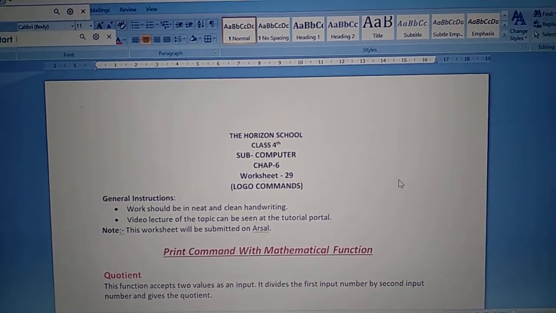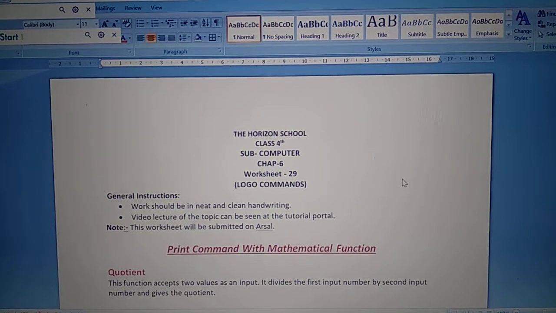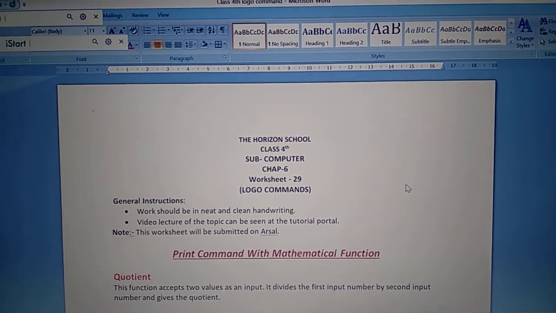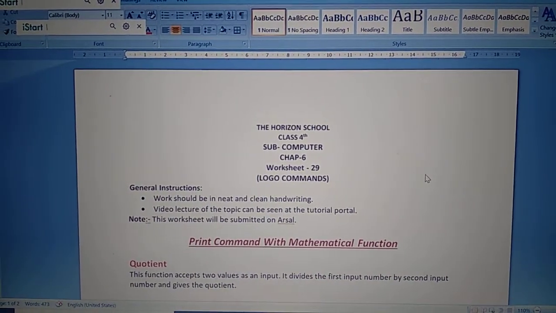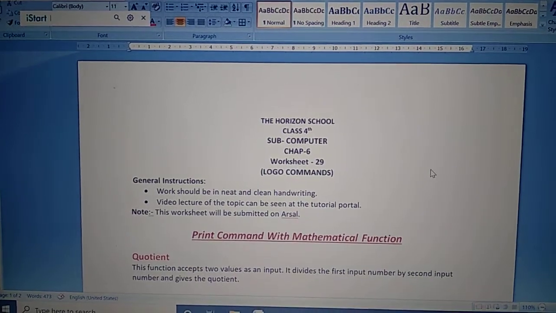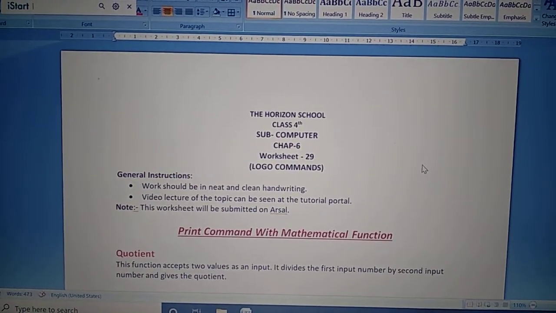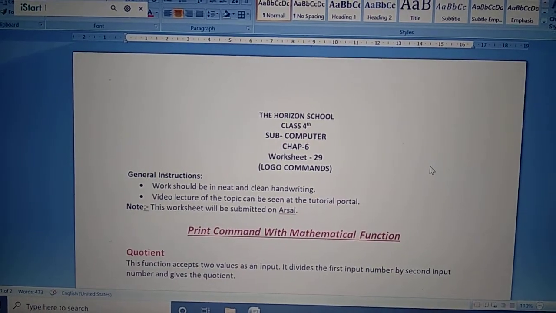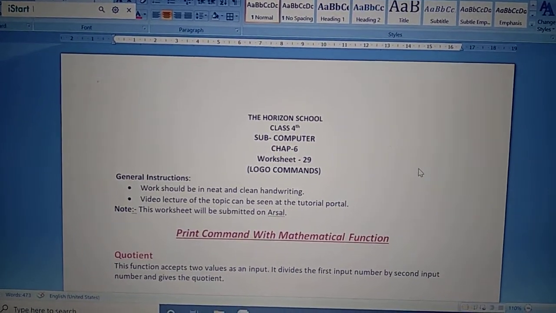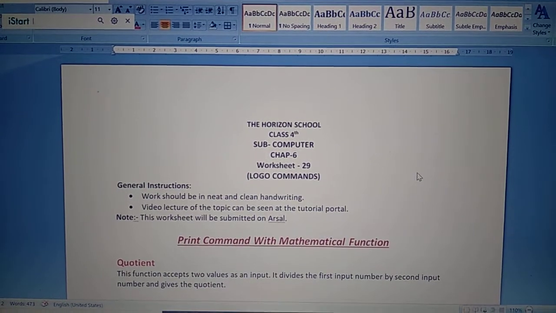Chapter number 7 is about the writing procedure. In chapter number 7, I am going to tell you how to draw a triangle and how to draw a circle. But before starting chapter number 7, we will finish chapter number 6.